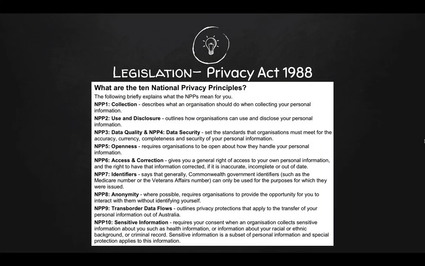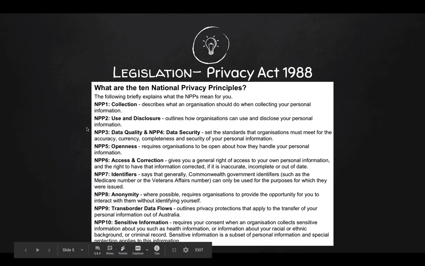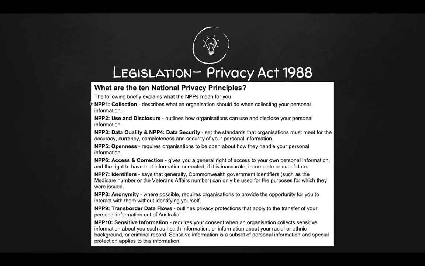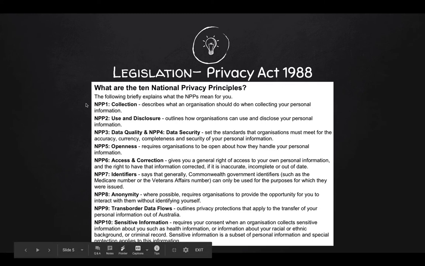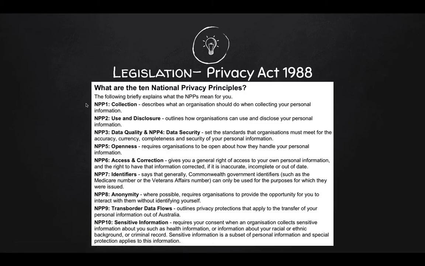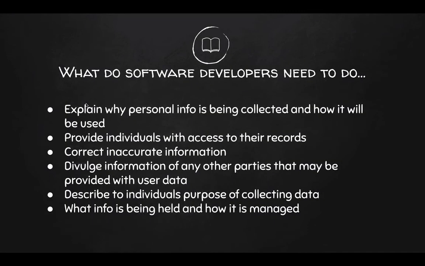So the National Privacy Act of 1988, that's the piece of legislation that you need to know, sets out 10 national privacy principles, and they have been obviously reviewed. You can remember all 10, or I've summarized them for you. And the summary of them is, what does a software developer need to do? This is the summary of the 10 principles that come from the Privacy Act.